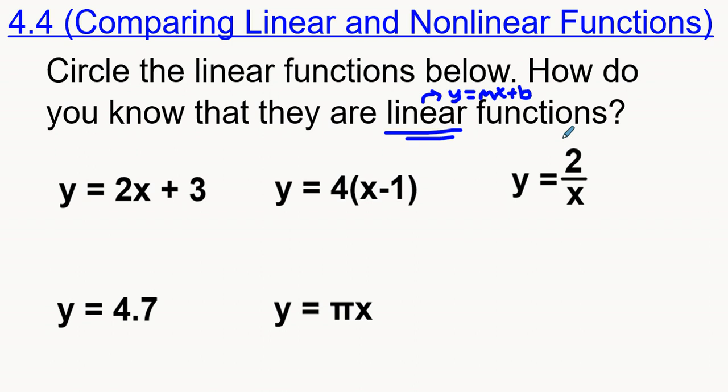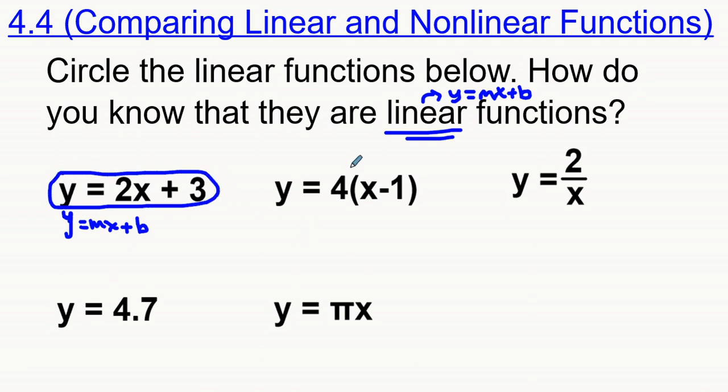Notice I'm saying the words it has to be able to be written in y equals mx plus b form. It doesn't necessarily have to start in that form, but if you manipulate the equation, can you get it into that form? If you can, then it's linear. So this one, it's already in y equals mx plus b form. So that one is linear, so I'm going to circle that one.